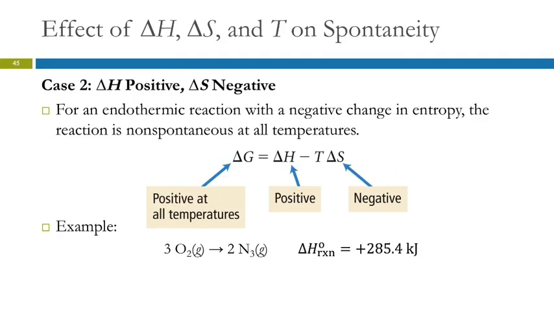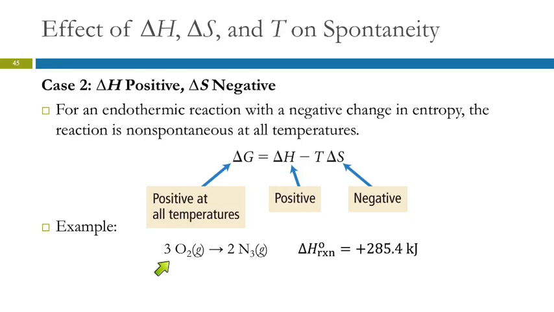What if delta H is positive and delta S is negative? So this is an endothermic process and the entropy is decreasing. So delta H is positive, delta S is negative. So then when we subtract a negative, this term is always going to be positive. Two positives, delta G is always going to be positive. So this type of reaction will be non-spontaneous at all temperatures.